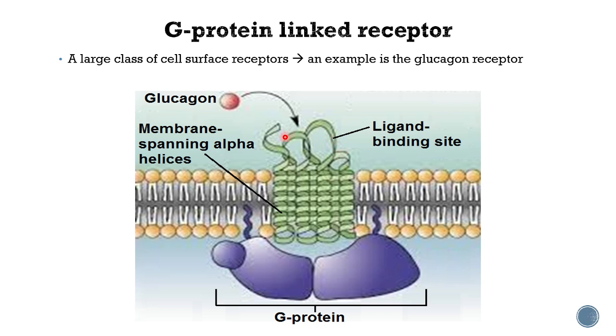There's the extracellular domain that contains the ligand binding site. In this case, of course, it's the ligand binding site for glucagon. Then there's the cytoplasmic domain, which contains a binding site for the G protein.